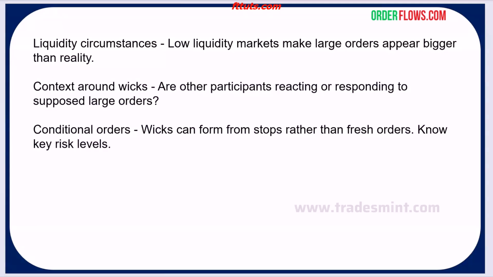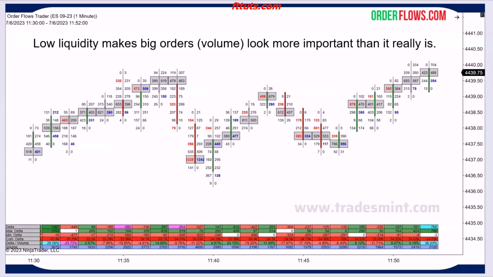Now, liquidity circumstances. Low liquidity markets make large orders appear bigger than reality. And how to put it in context? We'll put it around the wicks of the candles, right? Are other participants reacting or responding to the supposed large orders or conditional orders? Wicks can form from stops rather than fresh orders. No key risk levels, right? No areas where people might have stops. Because if you get these long wicks in an area where people have stops, it could be the result of stops, okay?